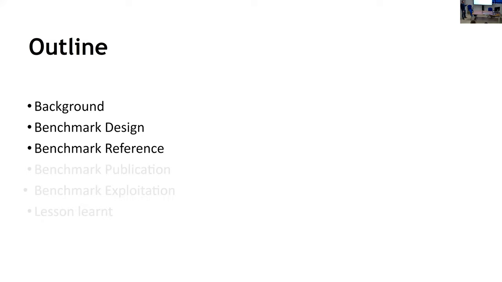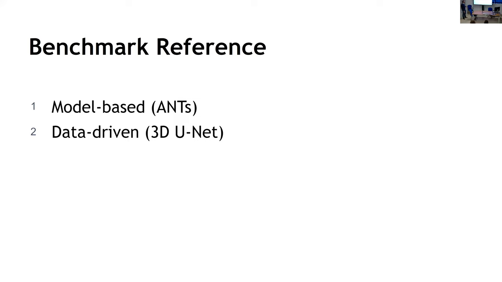Okay, after we define our benchmark and every step, we have to produce a reference result, because if someone then wants to perform the same task, they need some tables and image references to say if they perform better or worse than the benchmark itself. So as benchmark reference methods, we use a model-based one, ANTs, and the data-driven 3D UNet, as we said before, our baseline.